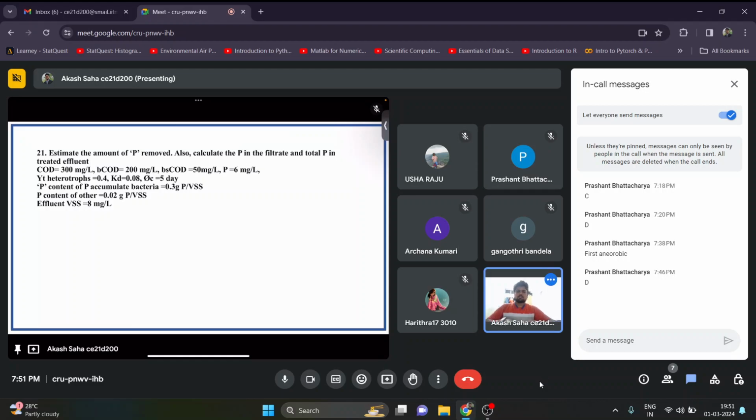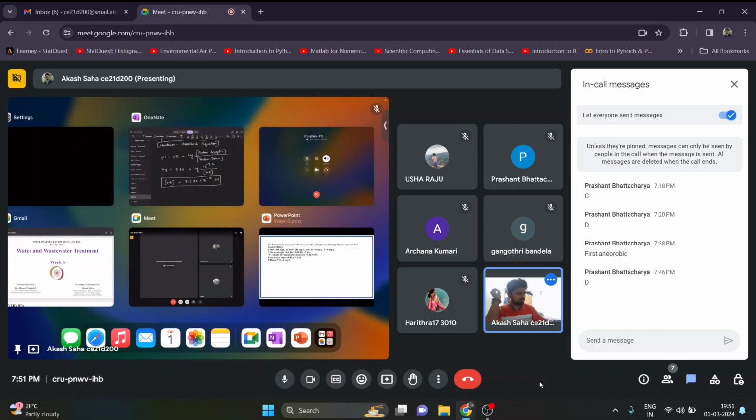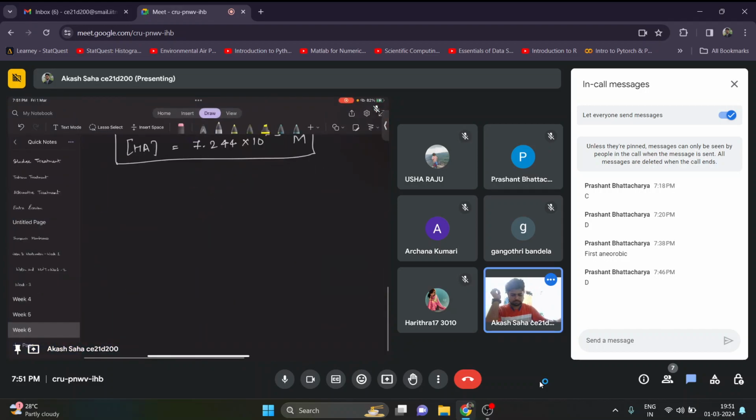Okay. I hope you have noted down or taken a screenshot. We will see how to solve it because this is a very nice question. We can get to know how this phosphorus removal can be found out.